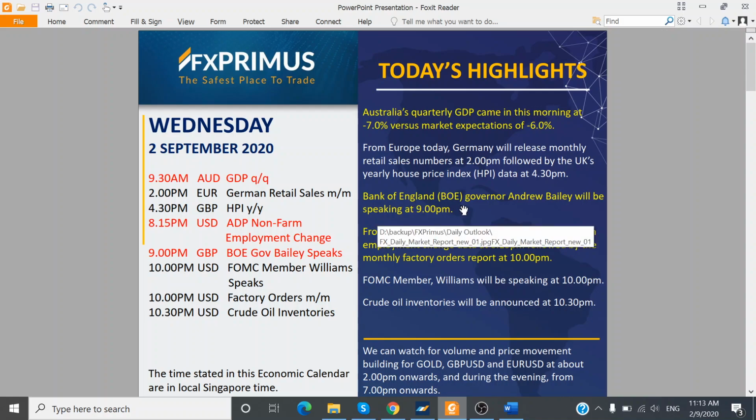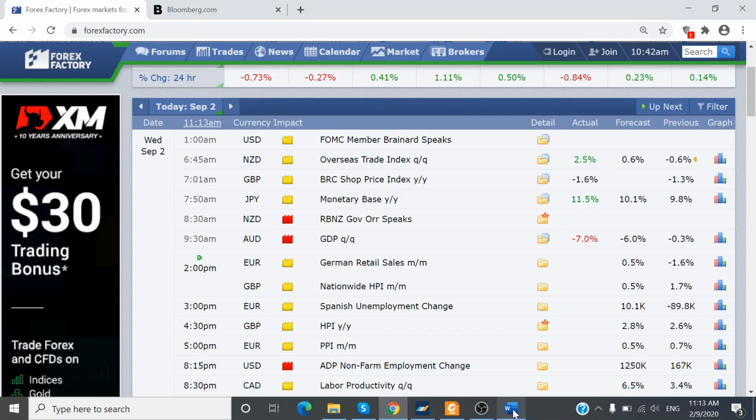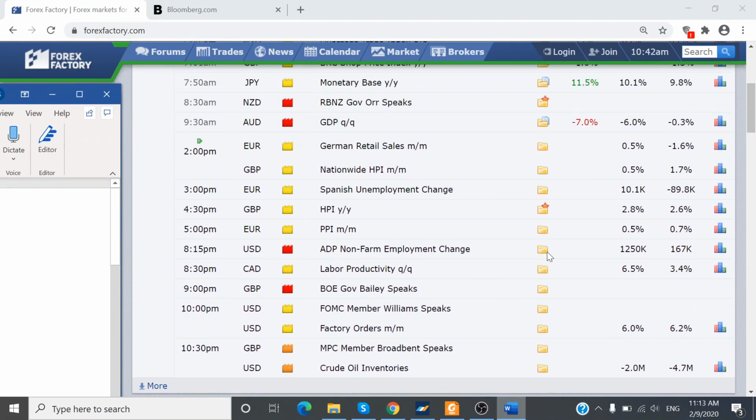And towards 2 p.m. local Malaysia and Singapore time, we will be having the monthly German retail sales data. And towards 4:30 p.m., we will be having the house price index numbers. And I guess the focus today will be on tonight's US economic data, which will be the ADP non-farm employment change numbers. Markets are expecting the numbers to come in at 1.25 million jobs created. So if the actual results come in below 1.25 million, the numbers will appear in red, and theoretically it will be bearish for the US dollar.